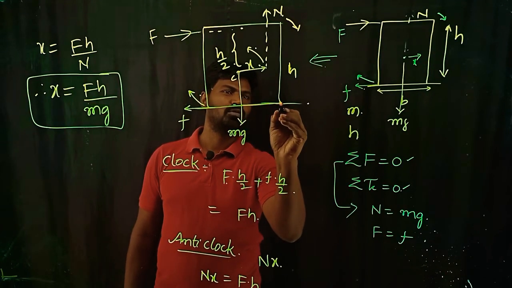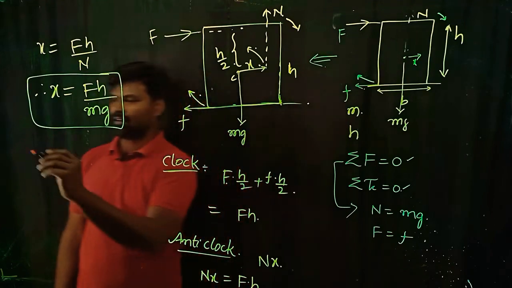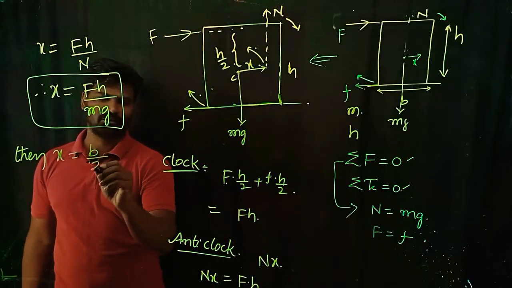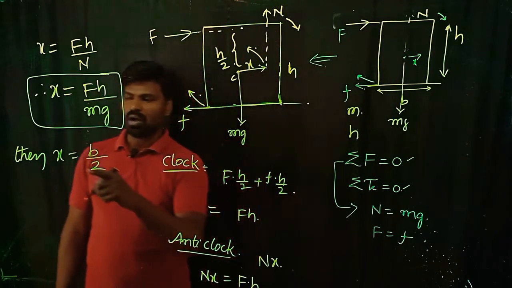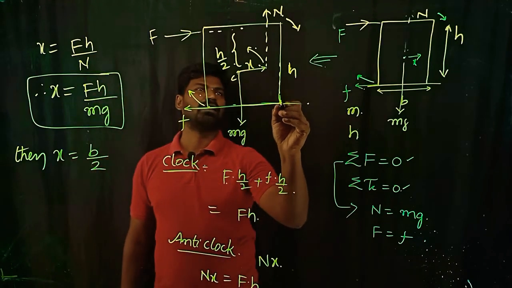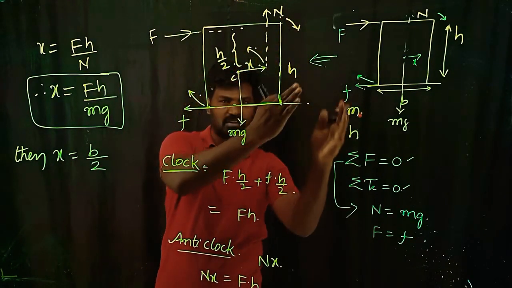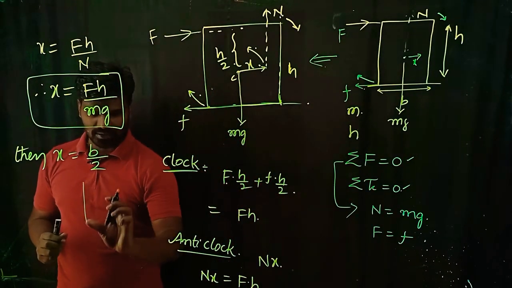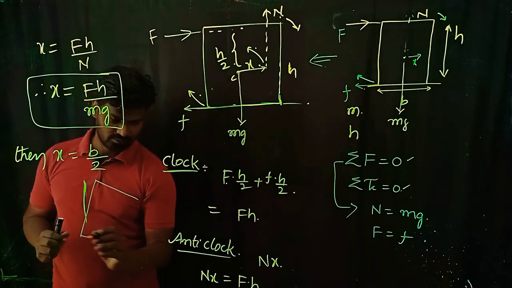It can reach up to its edge only. So when it reaches its edge, then what happens? The value of x will become b divided by 2, where b is the breadth of this block. So up to this extent only the normal reaction can shift. Beyond which, what happens? The normal reaction cannot shift, because of which the body starts to lift up like this. The body starts to lift up like this.